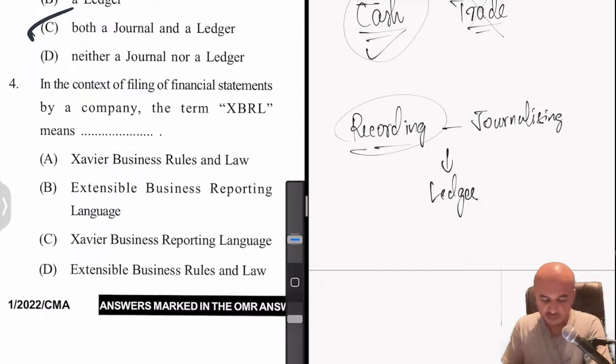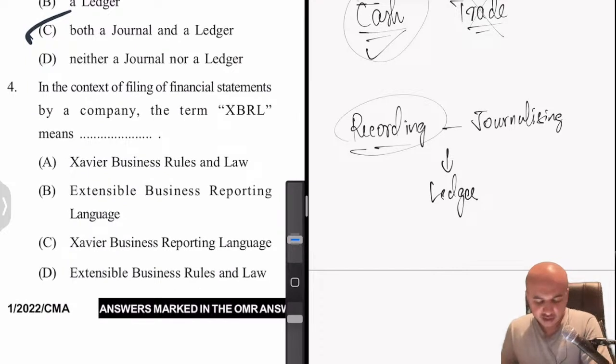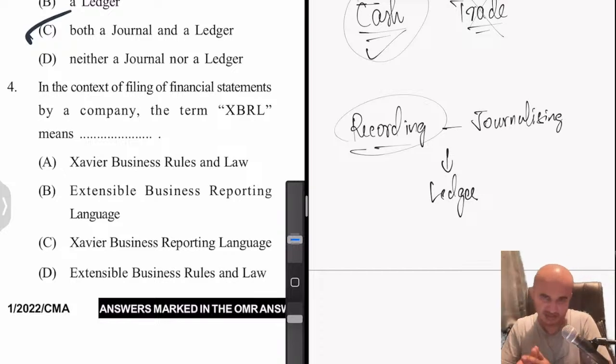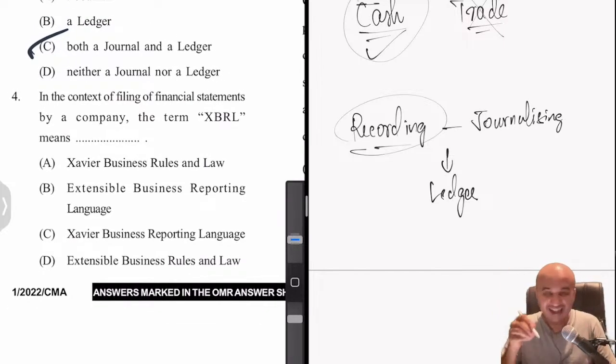Anyway, moving on. In the context of filing of financial statements by a company, the term XBRL means what? The question is from Rianshi Kataria. If you have started training, you will know what XBRL is. It is nothing but Extensible Business Reporting Language. Let me tick the right option here: Extensible Business Reporting Language, this is option B.